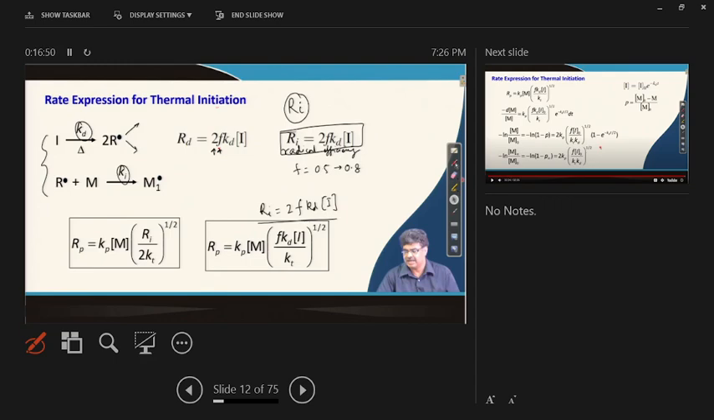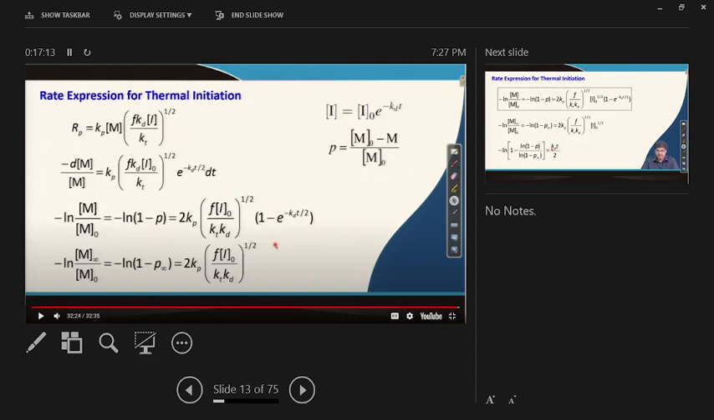Then in this equation, if you replace this Ri, the rate of initiation, by 2f kd[I], you will be able to find this new expression. Rp is equal to kp[M] times (f kd[I] / kt) whole bracket to the power half. Similarly, if you write this equation in differential form, you will find various versions of this equation.